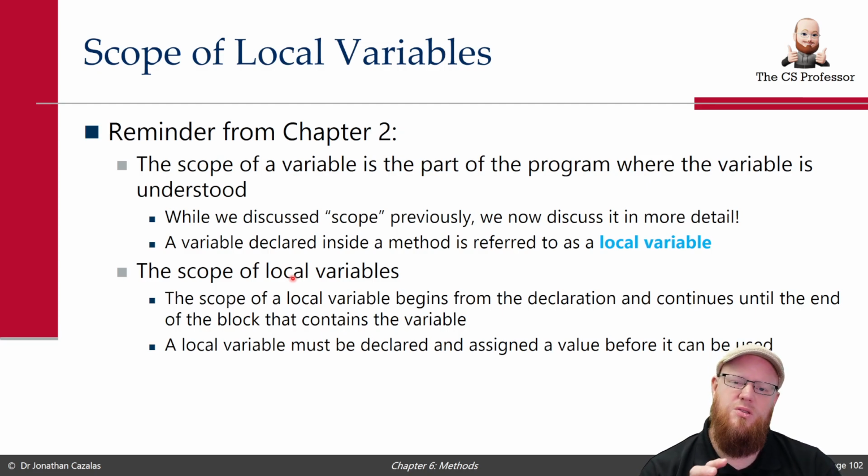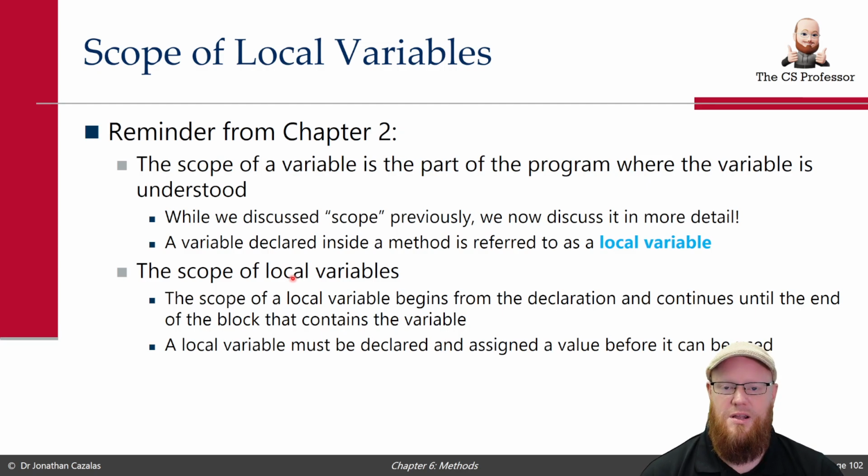So now what about the scope of local variables? And a reminder, what are local variables? A local variable refers to any variable that is defined inside a method, as well as the formal parameters. Those are considered local variables as well. So what is the scope of a local variable? The scope of a local variable begins from where it was declared within that method until the end of the block of code that contains that variable.